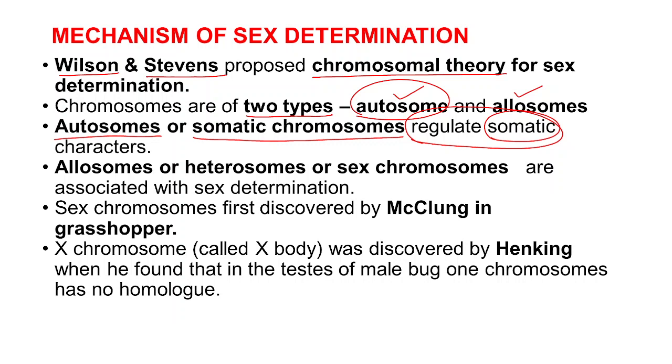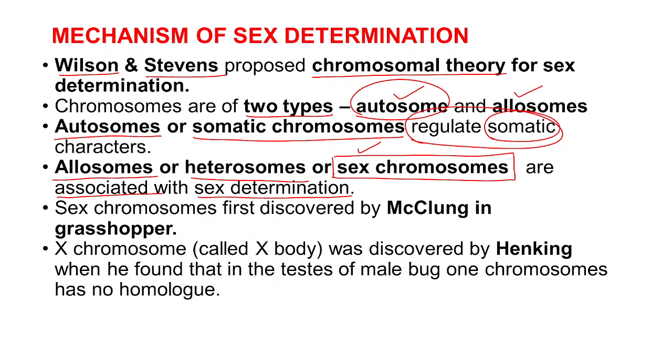And allosomes are there, which are called heterosomes or sex chromosomes. These are the chromosomes which are not at all concerned with our body growth or any part of our body except the sexual development. The sex chromosomes always help in determining the sex of the individual, whether the individual should develop into male or female. So that is called sex determination with the help of chromosomes, which was proposed by Wilson and Stevens.